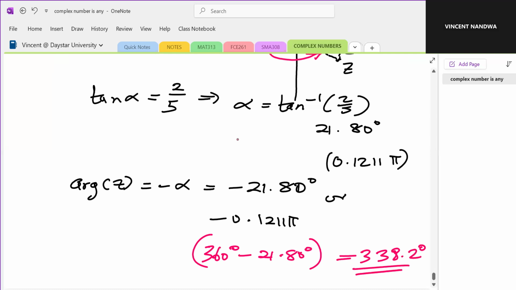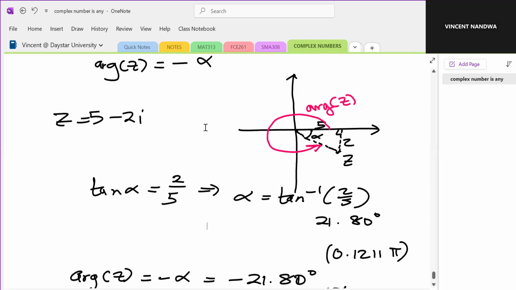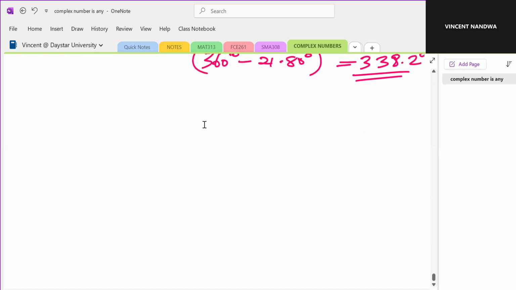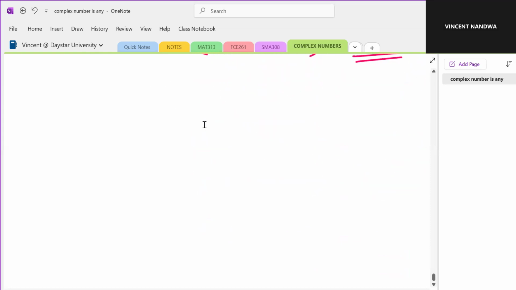So we can either give this or we can give this one. But know that when the question specifies that we need to find the principal argument, then the range is between minus 180 to positive 180. So you have to measure the angle in the reverse direction if you are dealing with complex numbers in the fourth quadrant. So that's what we need to always keep in mind.